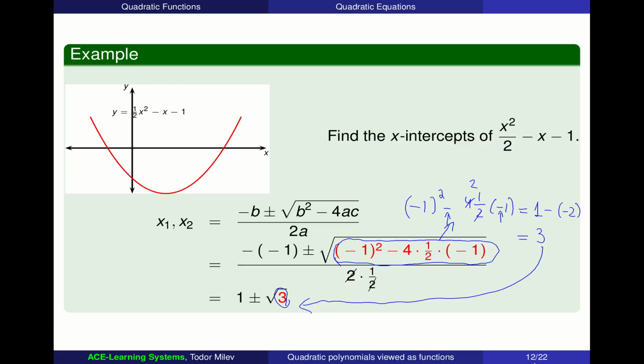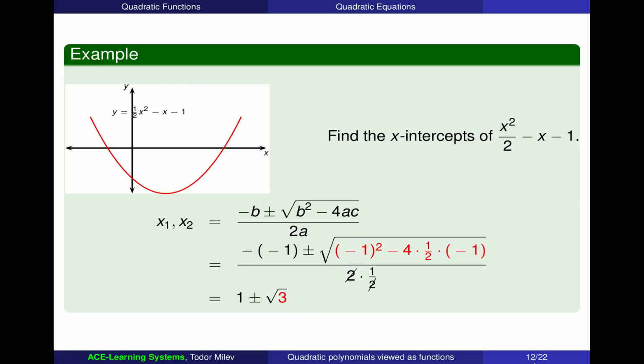Okay, so that expression is equal to 3. Well, that's it. We're done. Our two solutions are 1 plus or minus radical of 3. Right? So here's 1 minus radical of 3, and here's 1 plus radical of 3. Okay? There's a small typo on the slide. Please ignore that. Once again, this is 1 minus radical of 3, and this is 1 plus radical of 3.